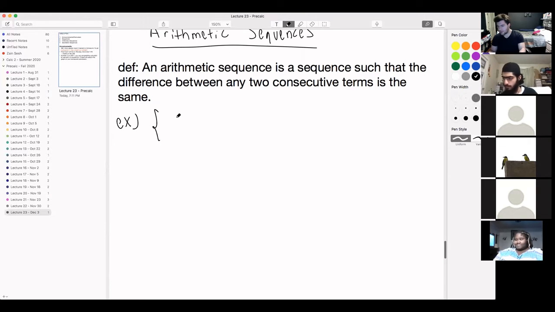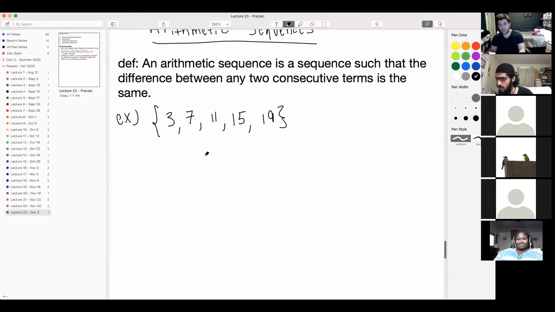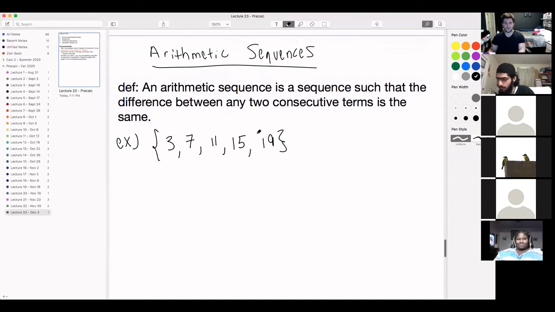So here we go. So how about this? 3, 7, 11, 15, 19. I need to ensure that the difference between any two consecutive terms is the same.